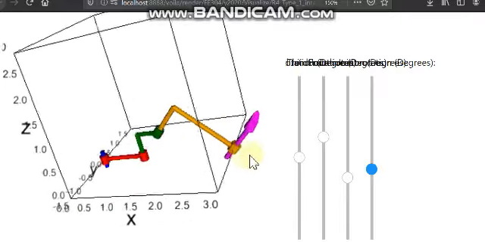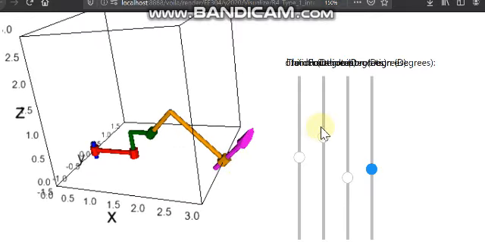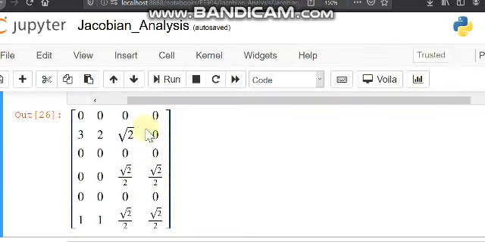Therefore, in the fourth column, last 3 rows of the Jacobian matrix, we expect a non-zero x, non-zero z, but 0 y. And indeed, in the fourth column, last 3 rows, there is non-zero x, non-zero z, and 0 y.